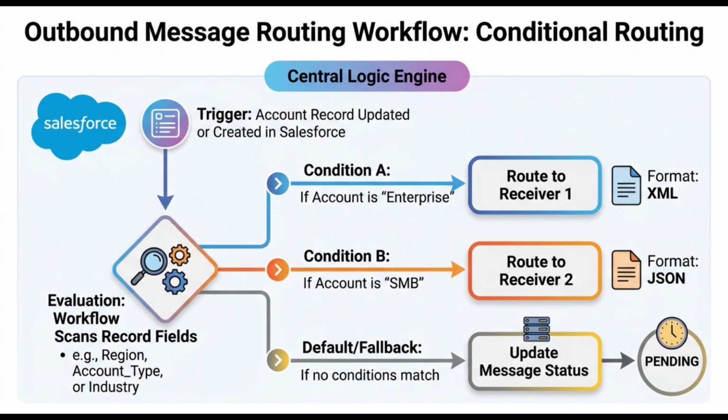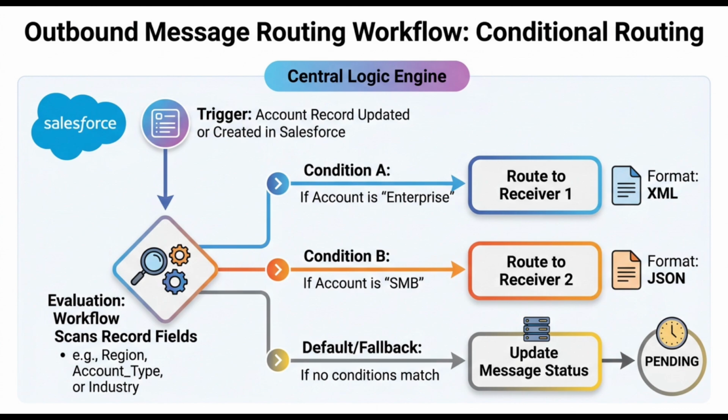Introduction. This diagram shows how workflow controls outbound message routing using conditions. Starting from Salesforce, when an account record is created or updated, the process is triggered. The central logic engine evaluates record fields, applies conditions, and decides where the message should be sent. Based on these conditions, the message can be routed to different receivers with different formats, such as XML or JSON. With one trigger and one workflow, messages can be sent to multiple receivers in a single process. If no condition is matched, the message status is set to pending.